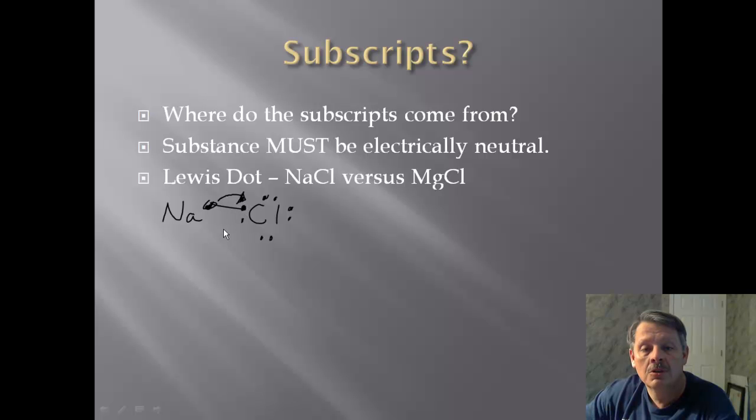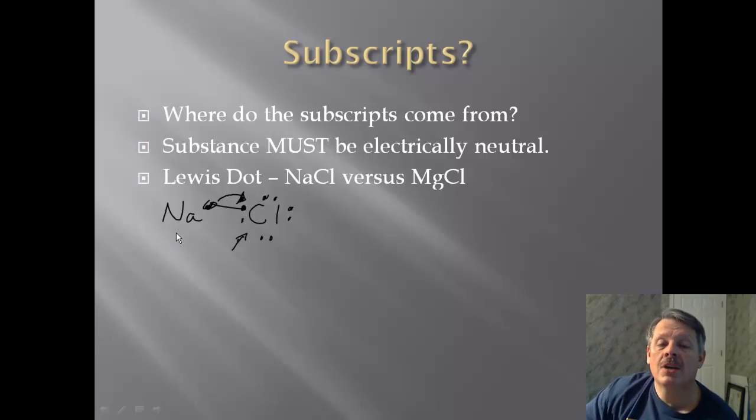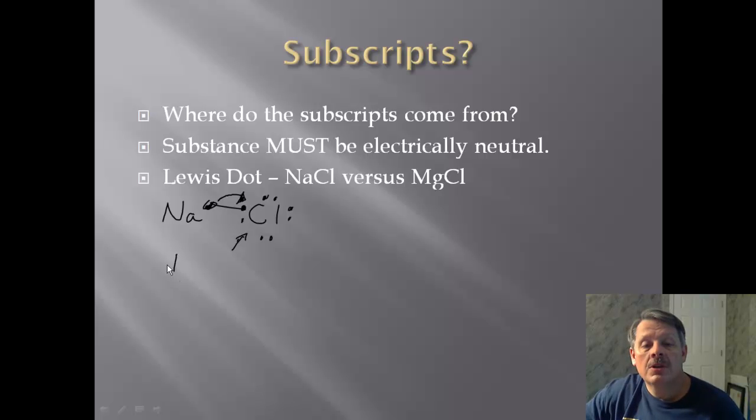So chlorine now has 8 electrons in its valence shell, and actually sodium does as well because it went down 1 level and it now has 10 electrons, 2 in the 1 level and 8 in the 2nd level. So now this guy over here is completely positive and he's lost 1 electron. And chlorine is completely negative because he has gained 1 electron. So this is now neutral because 1 positive offsets 1 negative.